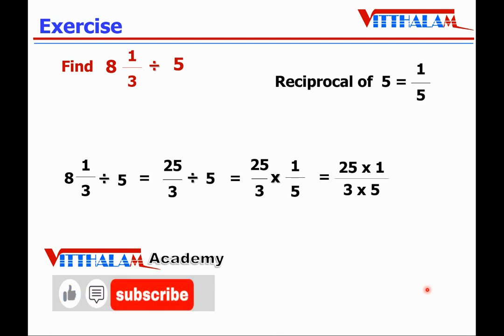5 ones are 5 and 5 fives are 25. So the answer will be 5 upon 3, which is an improper fraction. Convert to mixed, equals 1 2 by 3.